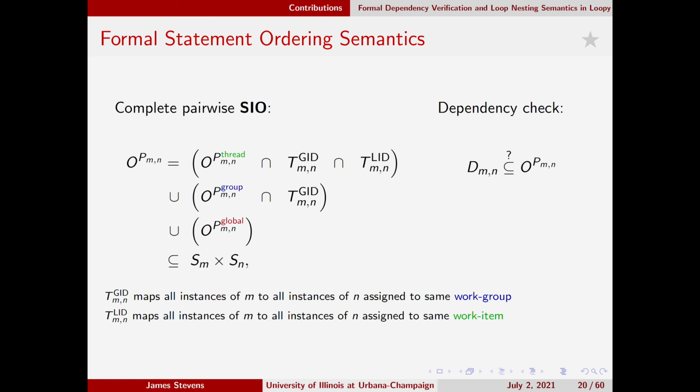We create the global statement instance ordering in the same way, except using global barriers. And then, to get the complete pairwise SIO, we intersect the intra-thread and intra-group SIOs with a relation mapping all instances of statement M to all instances of statement N assigned to the same work group. And then we also intersect the intra-thread SIO with a similar relation mapping all instances of M to all instances of N assigned to the same work item.